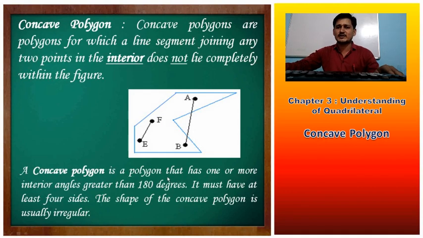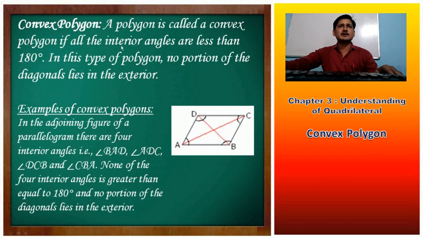Let's try to understand what is convex polygon. So students, a polygon is called a convex polygon if all the interior angles are less than 180 degrees. In this type of polygon, no portion of the diagonals lies in the exterior. So if all the interior angles of a polygon are less than 180 degrees and the diagonals do not lie outside of the figure, such a figure is considered a convex polygon.